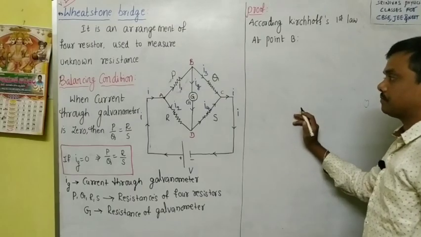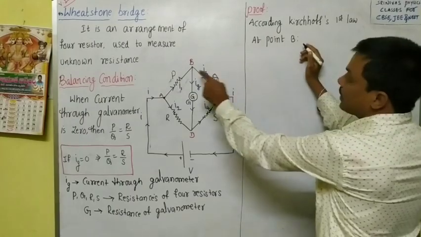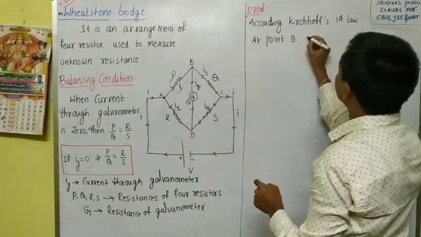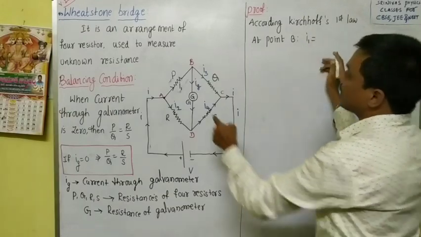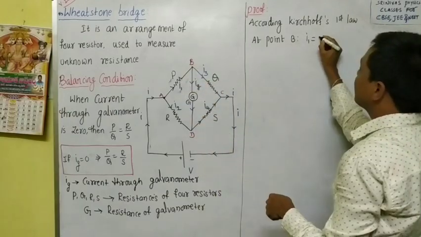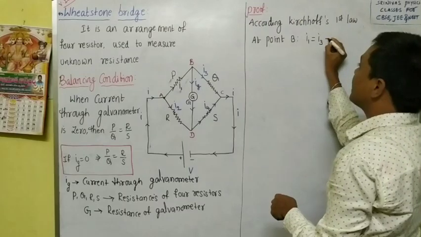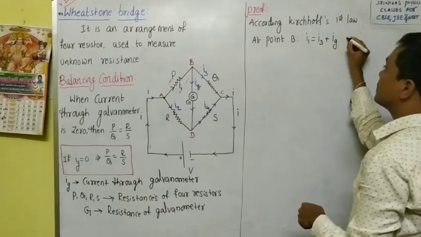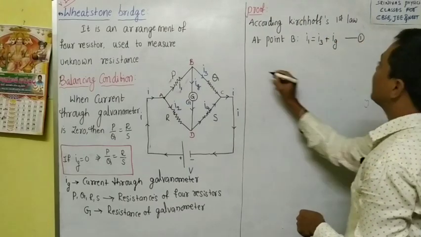Now let us see. At point B, the entering current is I1 and the leaving current is I3 on this side and Ig on this side. We write I3 plus Ig, right? This is equation 1.